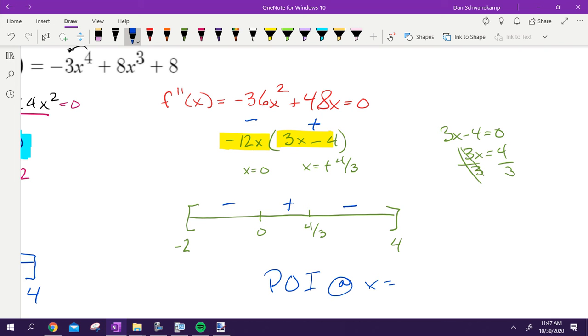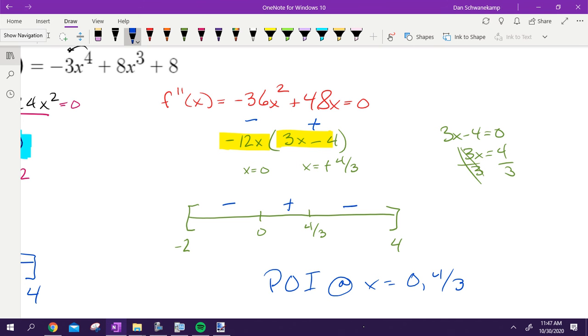Are the endpoints going to be points of inflection? Never. That is never the answer. Endpoints are not points of inflection because points of inflection happen when the second derivative changes signs. Questions with that?